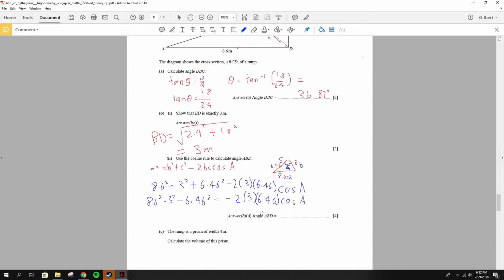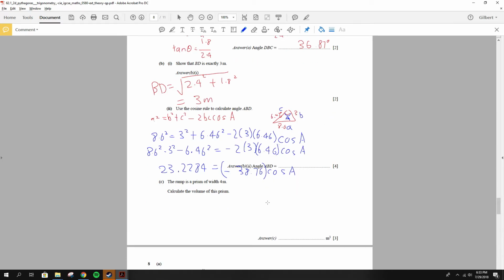Calculate these numerical values in your calculator: 8.6² minus 3² minus 6.46² equals 23.2284. Try to use as complete values as possible. This equals negative 2 times 3 times 6.46, so this is negative 38.76 cos A.